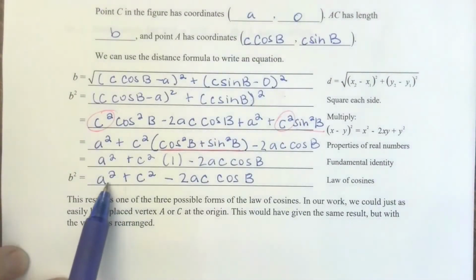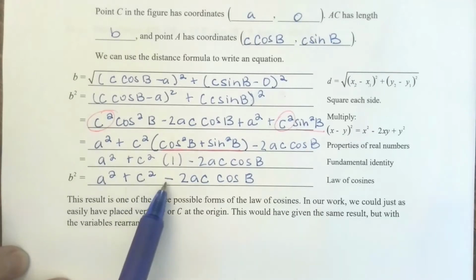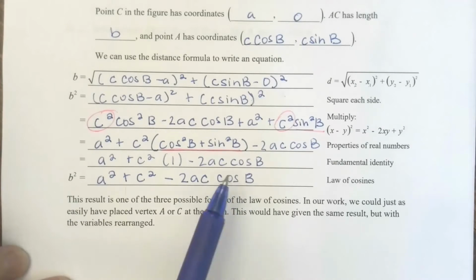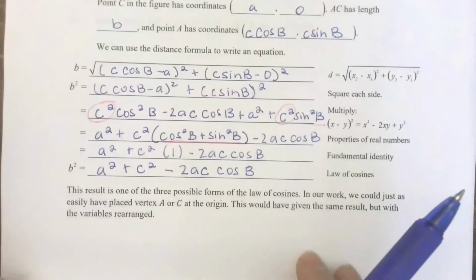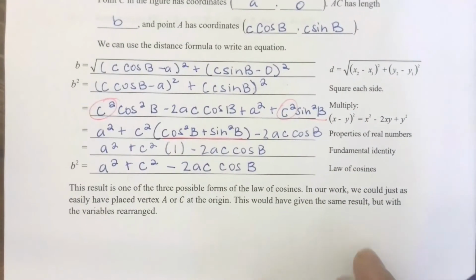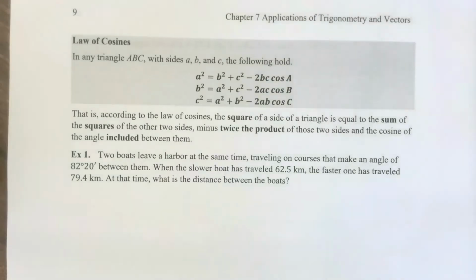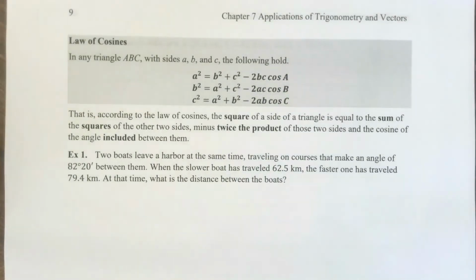Okay, so this is the two sides squared minus 2 times the sides times the angle in between, cosine of the angle in between those two sides. This is a result of one of the possibilities of the law of cosines. Had we used a different angle, we would have gotten a different possibility. Same results, just the variables would be rearranged. So, law of cosines.